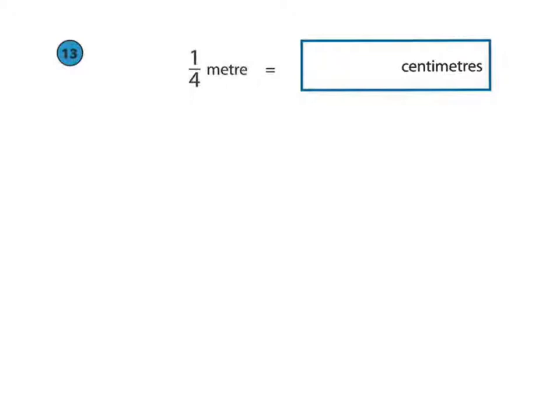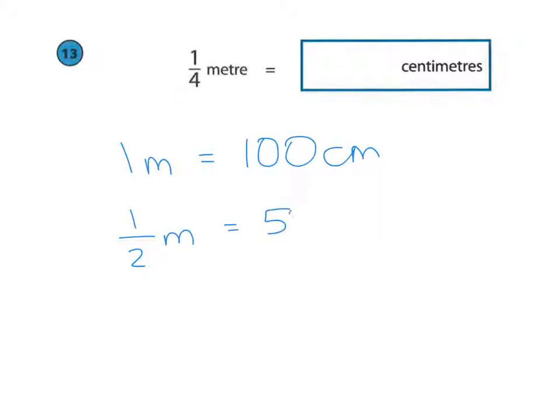Question 13. 1/4 metre equals how many centimetres? If we start off by knowing that 1 metre is 100 centimetres, half a metre is then going to be 50 centimetres. So a 1/4 of a metre is half of 50, 25 centimetres.